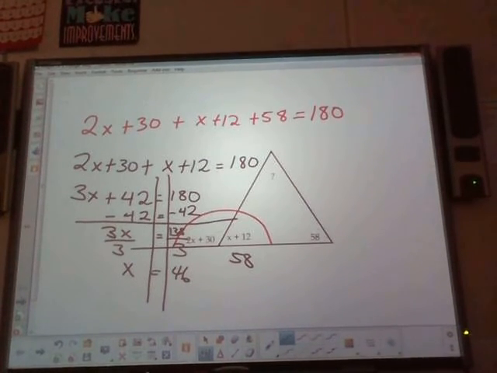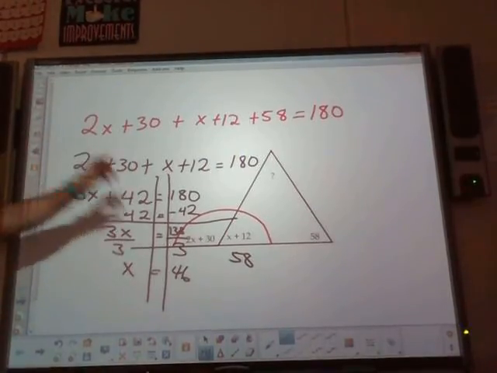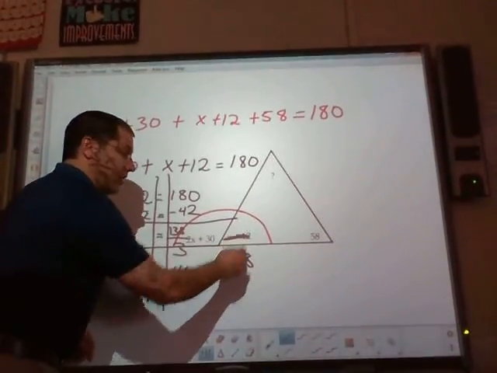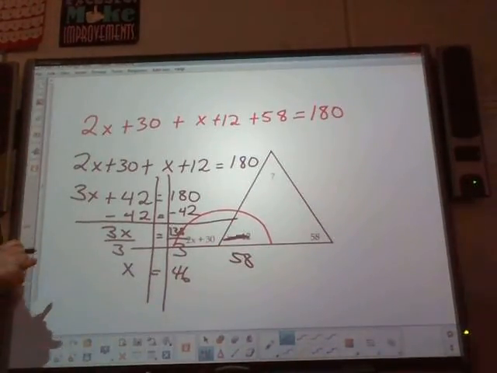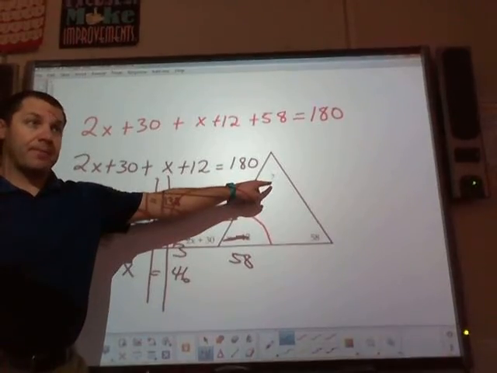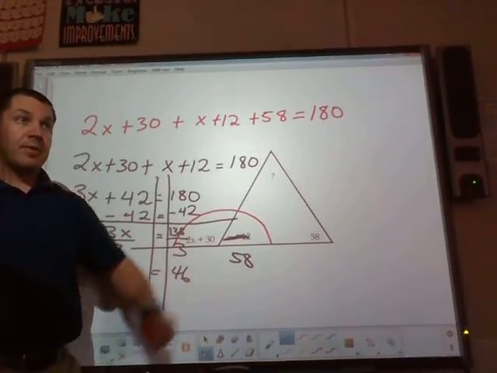And then, James, what's our next step? You add 58 plus 30. I wouldn't do 58 plus 30. We already know that this angle measure right now is 58, James. And we want to find this one right here. Did you add 58?